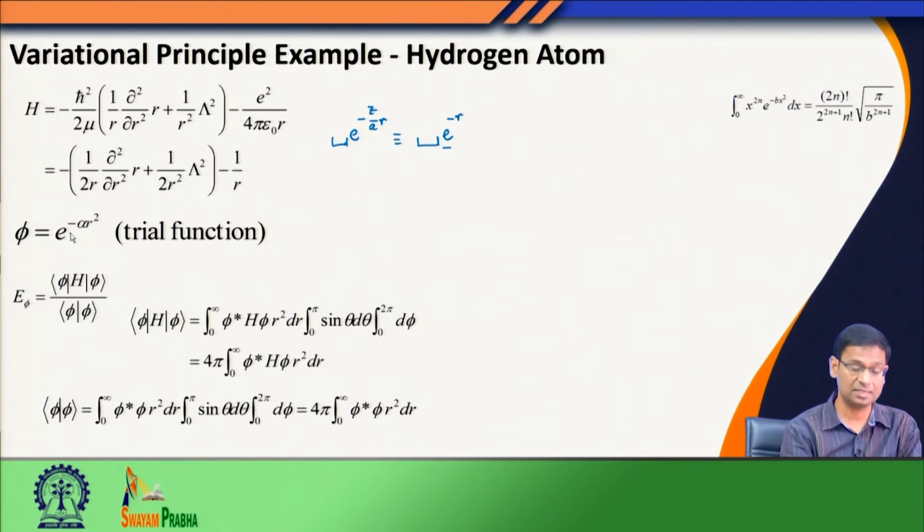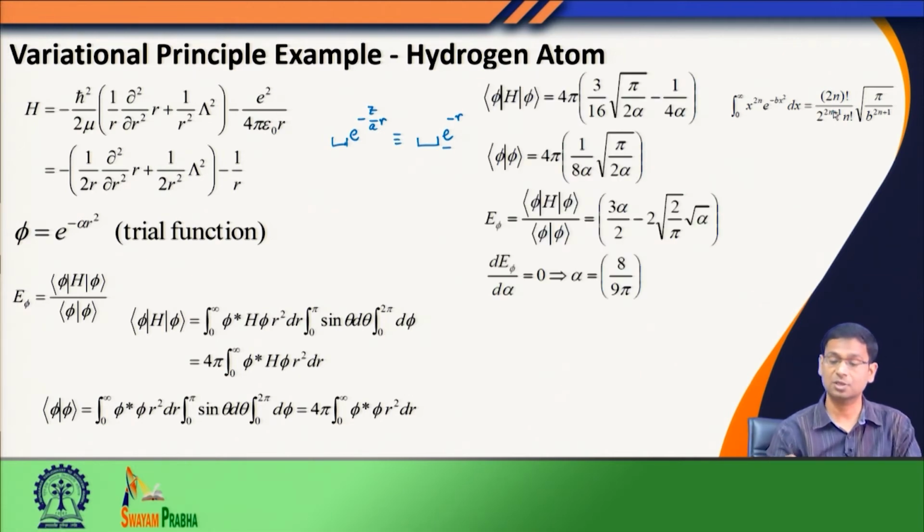Since phi is e to the power minus alpha r square, phi star is also going to be the same, because this is a real function. So, phi star phi will become e to the power minus 2 alpha r square multiplied by r square. All these integrals that you would find here will satisfy this form shown here. It would have x to the power 2n e to the power minus b x square, and in such a case we know how to evaluate these integrals by following this. Given that we have these two integrals, if we use this relation, we have this outcome.